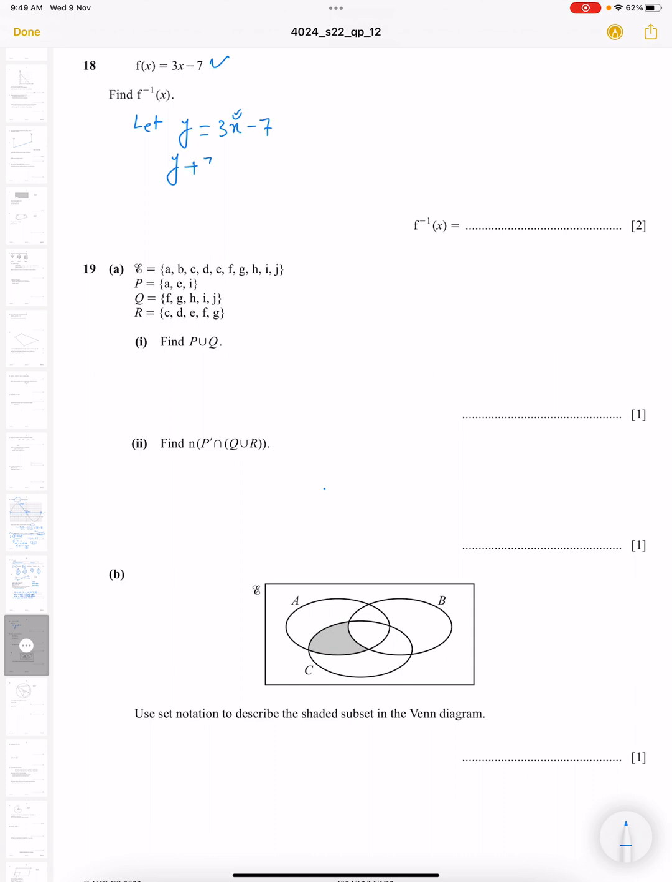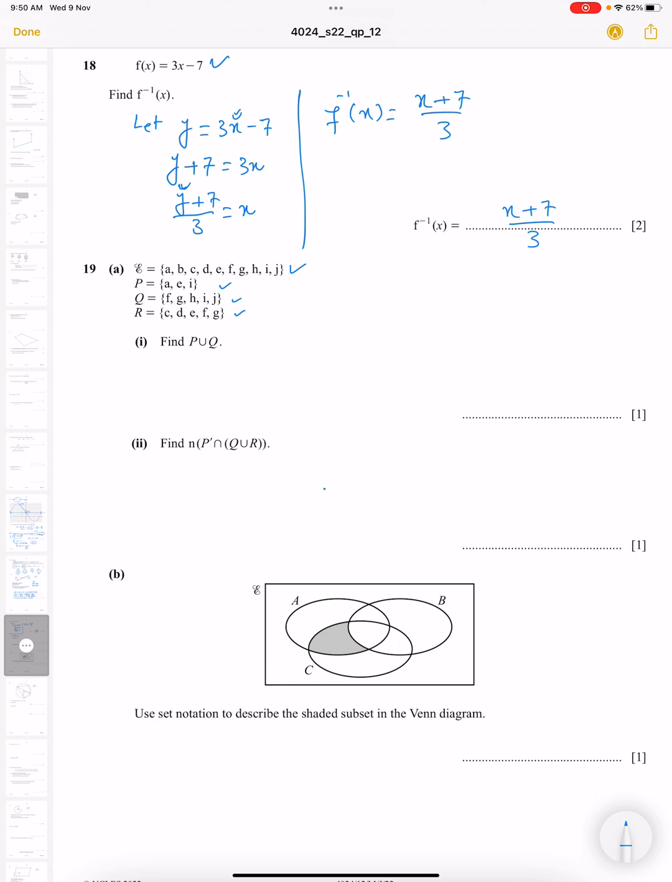It will become y plus 7 is equal to 3x. 3 will be divided, so we have (y plus 7) over 3 is equal to x. Now, in order to write down f inverse x, replace this y again by x. So that will become (x plus 7) over 3. So this is f inverse x, (x plus 7) over 3. That's it. Next question. A universal set is given to us, then a set P, Q and R.